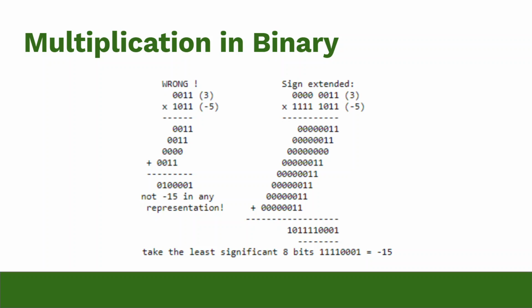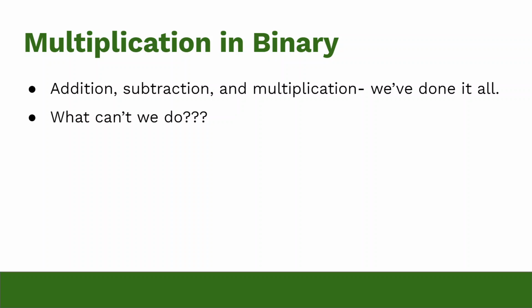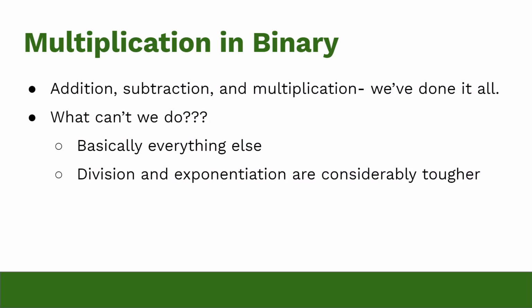No problem. Cool. So that's how we deal with negative numbers here. Let's talk about limitations, right? Addition, subtraction, and multiplication. We've done it all. So what can't we do? The answer to that question is basically everything else. This is a 1 credit class. This is where our Cinderella run sort of stops, right? Division and exponentiation are considerably tougher to accomplish with these small circuits. Even some may consider multipliers to be a little bit larger than is tasteful.